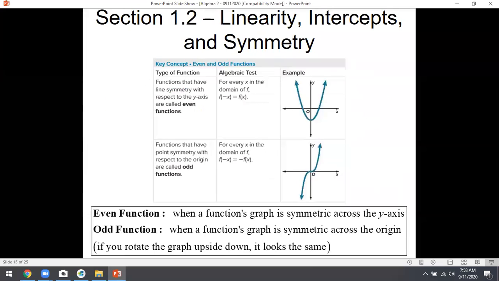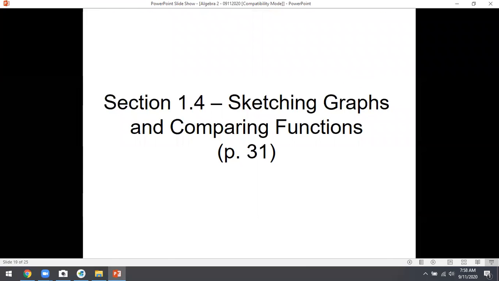All right, we're doing section 1.4 today. The title is Sketching Graphs and Comparing Functions. It's found on page 31 of your online textbook. Sketching graphs. Sketching some graphs.